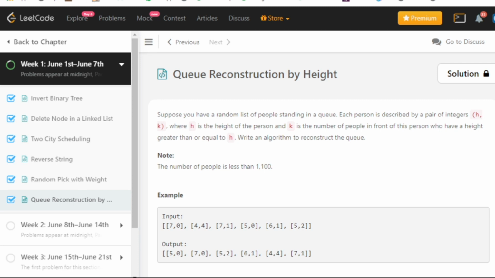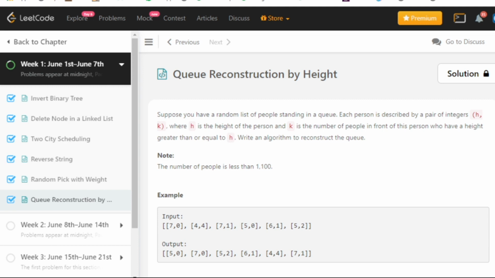Hey everybody, so today's question is queue reconstruction by height. In this we are given a list of integers, in which we are given pairs of integers, that is the height of the person and the number of people in front of this person. So what we have to do is reconstruct the queue.